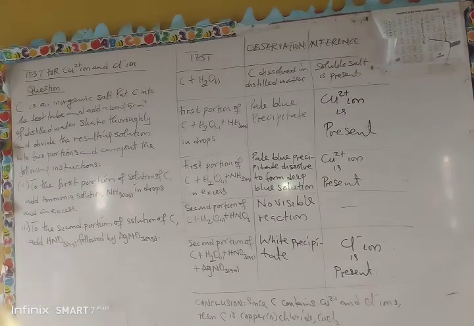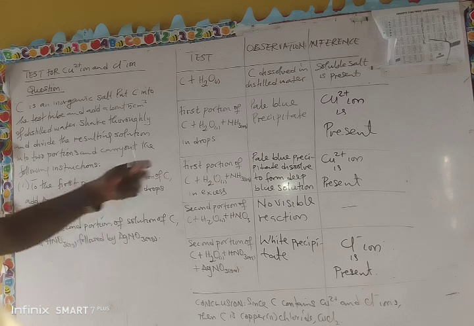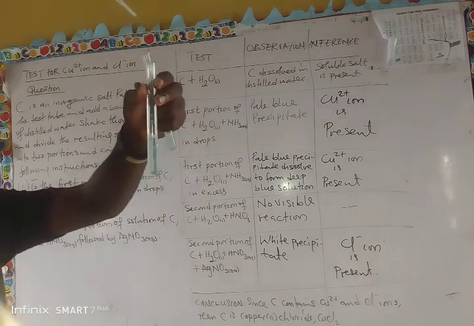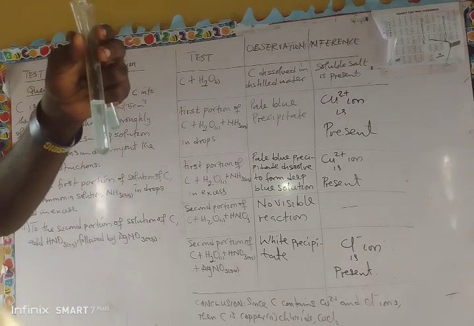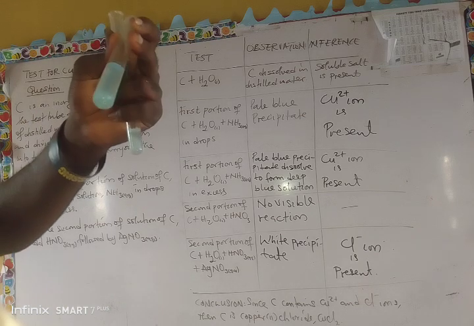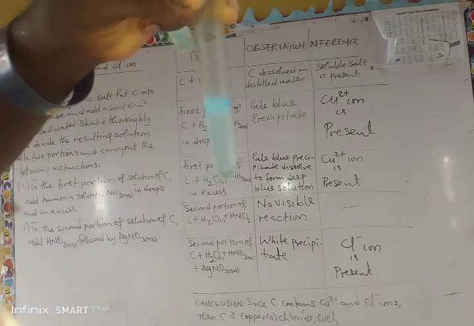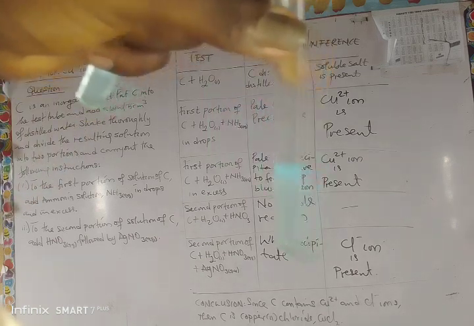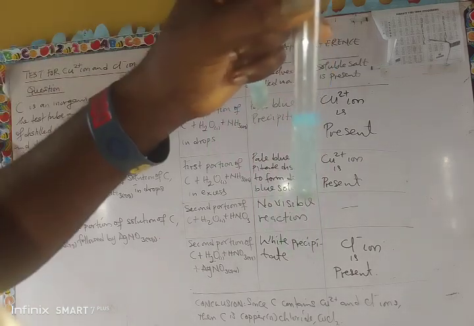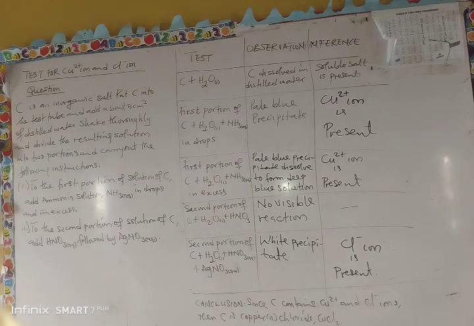So I've divided. He said to the first portion of C, add ammonia solution in drops and in excess. Where's the ammonia solution? So I have it here. This is the ammonia solution, I should add it in drops. You can see I've gotten a pale blue gelatinous precipitate. That pale blue gelatinous precipitate is copper 2 hydroxide. So copper 2 hydroxide is an insoluble hydroxide.